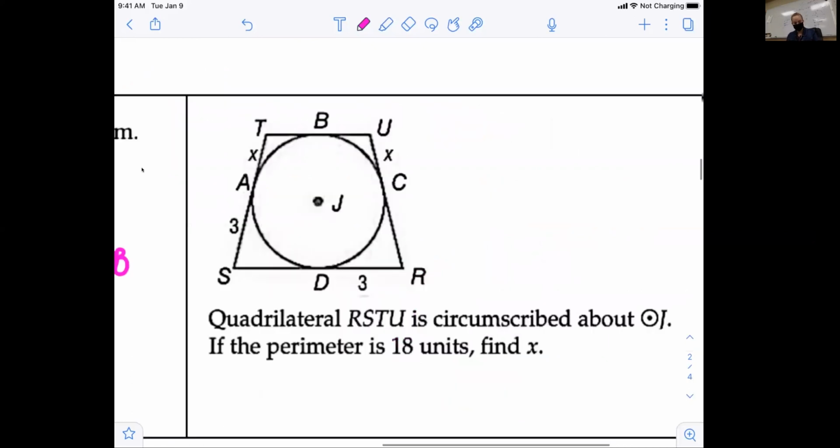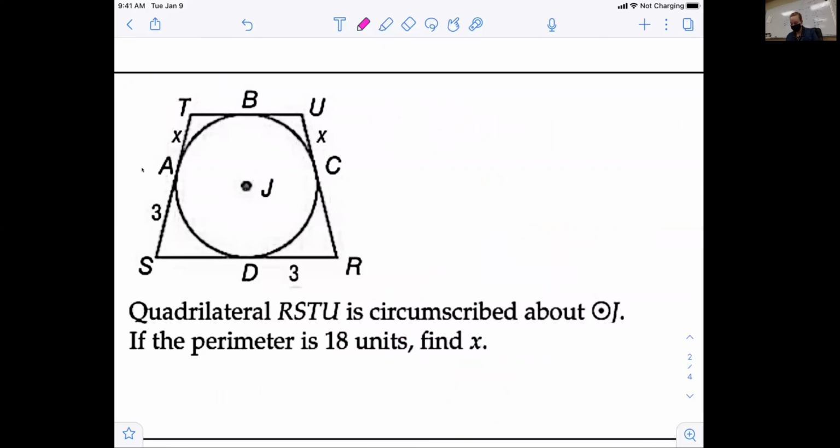Similar idea. What is SD going to be? What am I going to label SD? 3. What about RC? 3. What about BU? X, good. It's the guy next to him, X. And then what about TB? X, good. This time we have our perimeter is 18.